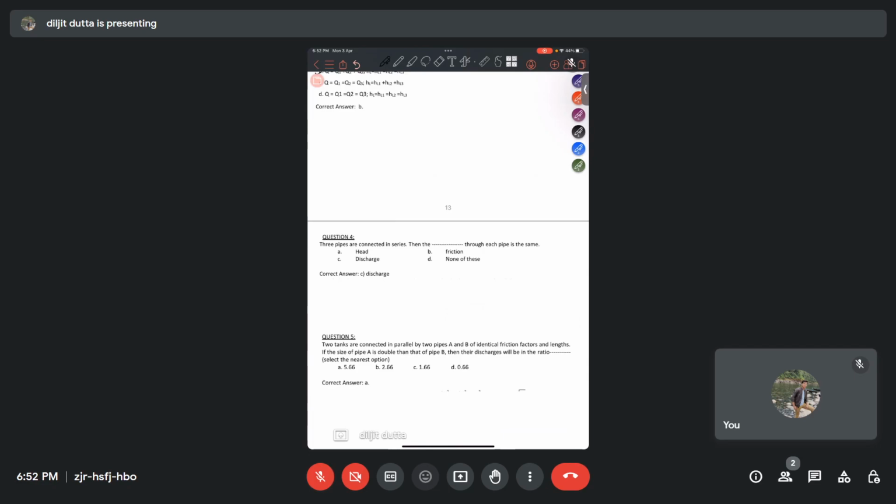Three pipes are connected in series, and we have seen that when the pipes are connected in series, the discharge through each pipe will be the same. So this is from the continuity equation.